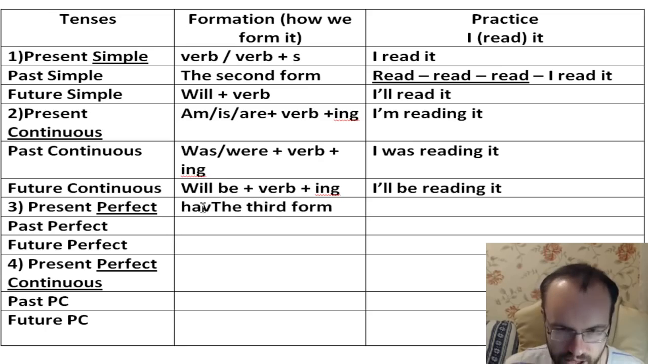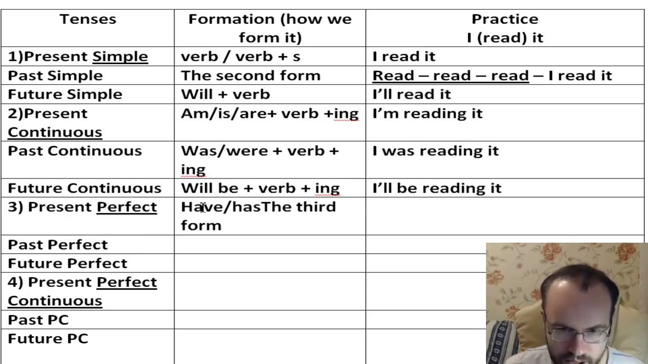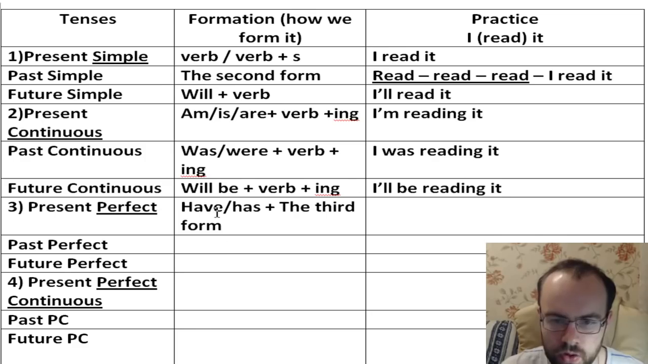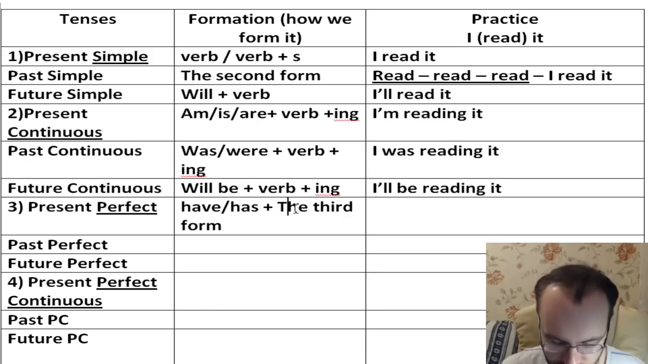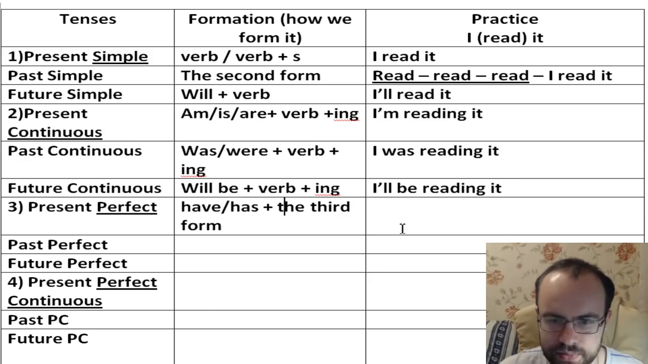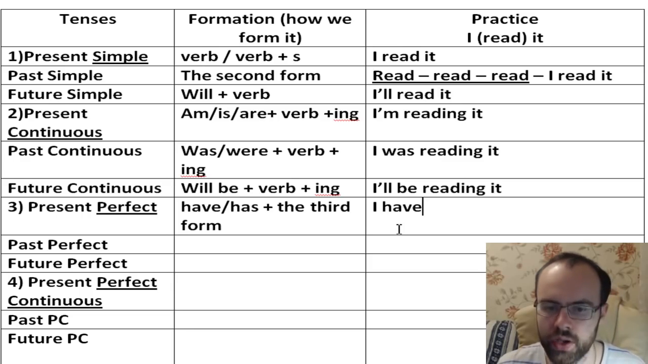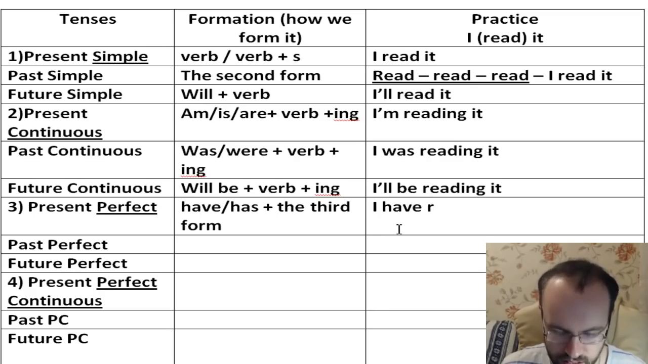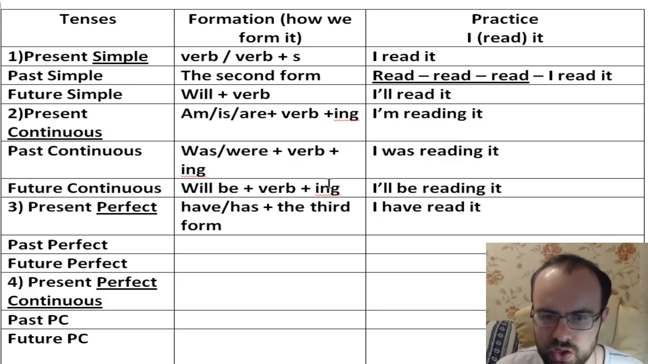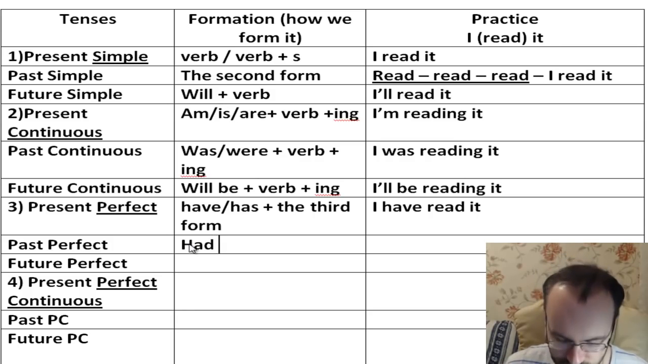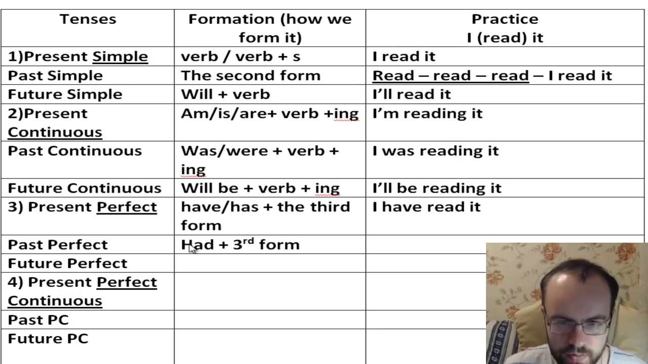So it's have or has plus the third form. Okay, so you see, you'll say I have. We, I, you, they have; he, she, it has. I have read it. So for past perfect, you choose the third form: it's had plus the third form.